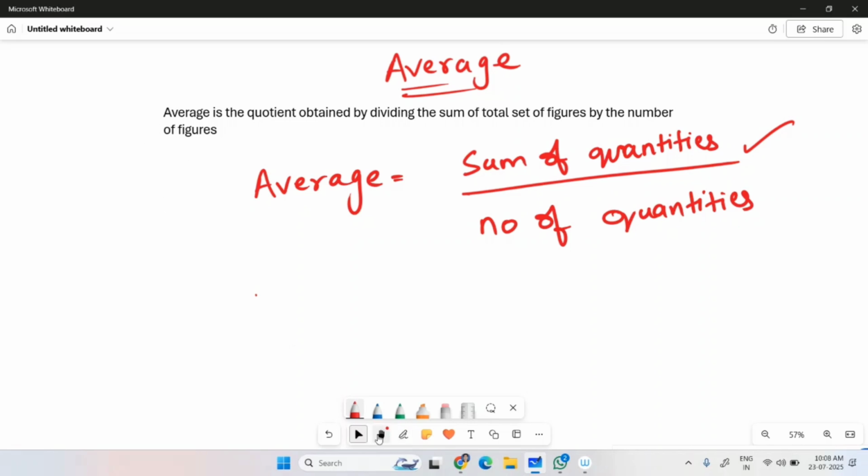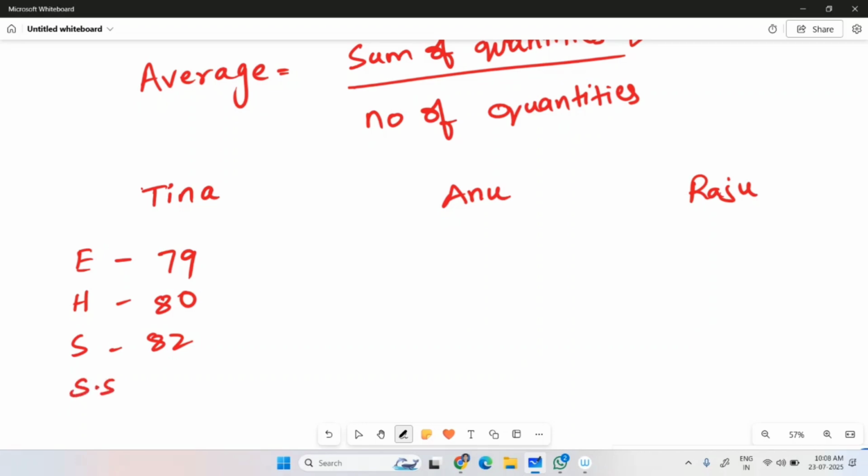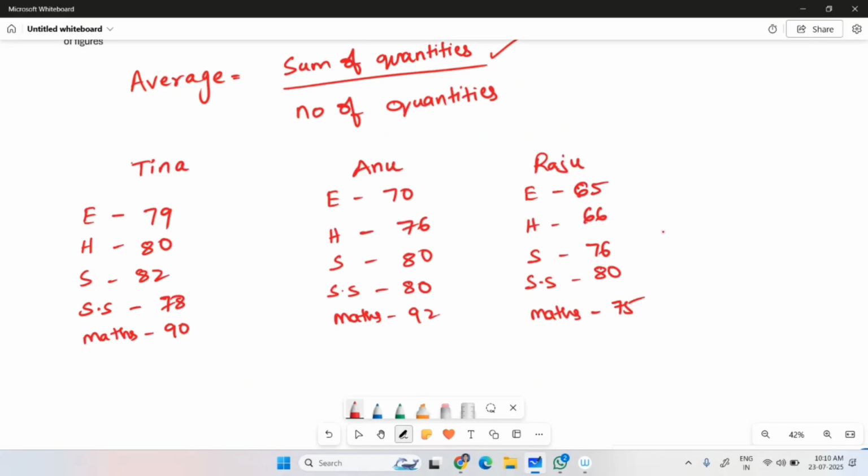There are three students, Tina, Anu and Raju. Tina's English score is 79, Hindi score let's say 80, science score is 82, social science score is 78, math score is 90. In a similar way, Anu's and Raju's scores we will also write down. So here are the marks obtained by Tina, Anu and Raju.